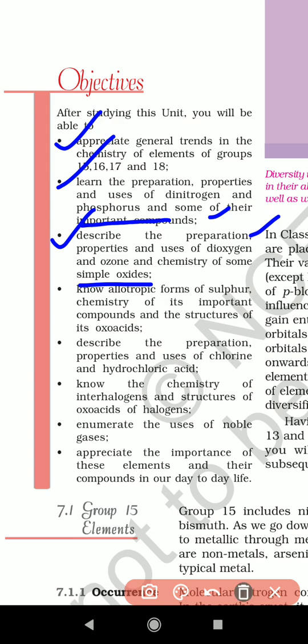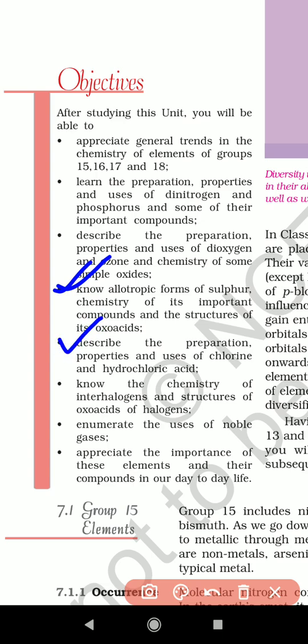And next one is to know the allotropic forms of sulfur, the chemistry of its important compounds and the structure of its oxo acids. So sulfur compounds we are going to study, and what oxo acids of sulfur are present and what structures they exhibit.